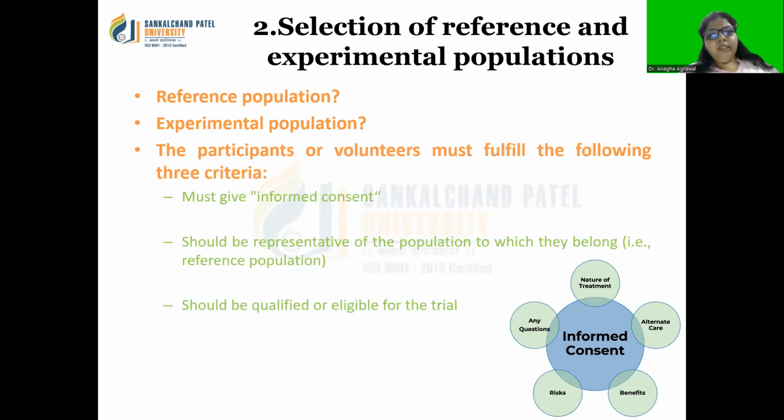The participants or the volunteers must fulfill the following three criteria. They must give an informed consent. So what is informed consent? It covers the nature of the treatment, that means what you're going to do to that participant; alternative care, so they can choose between the cares; the benefits of this new drug; the risks of this new drug; and any questions from the participant regarding that particular study. All this should be mentioned in the informed consent, and only if the volunteer is ready to sign it can that participant enter your study.